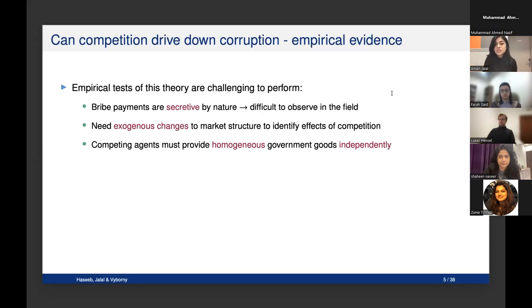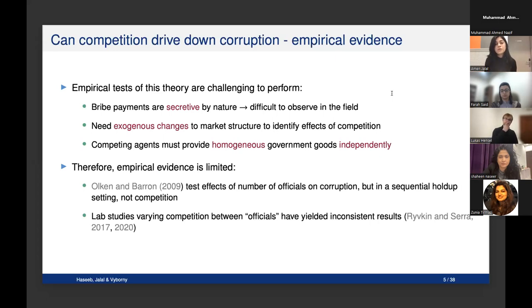So given these challenges, there is limited evidence that looks at whether competition can be used to drive down corruption in developing countries. The most relevant paper that we're aware of is an Olken and Barron paper that looks at the deployment of security officials along checkpoints across two major roads in Indonesia. These public officials charge bribes once trucks go through those checkpoints. And after some peace agreements, there was a plausibly exogenous withdrawal of security forces, which they interpret as a shock to market structure. They use that to study whether these changes in market structure can reduce corruption.